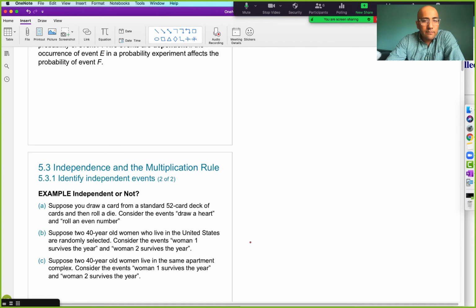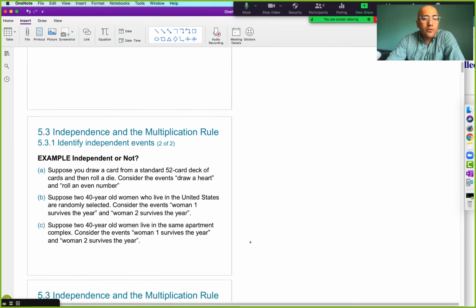So here's some examples. Suppose you draw a card from a 52 card deck, and then you roll a die. Consider the two events: draw a heart and roll an even number. Okay, so think about what that means. You're in Las Vegas and you decide to play one game where you just pull a card. You're just betting on what that card is. And maybe you bet some money down that it's going to be a heart. One card is drawn. Is it a heart? I go on the table on the other side and go, okay, I'm just going to roll the dice here.